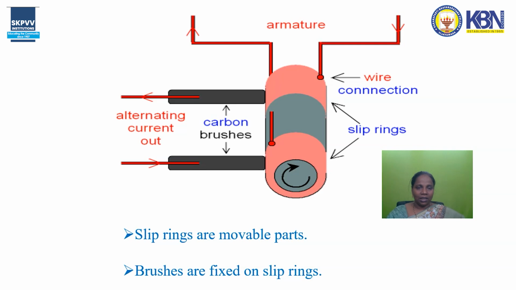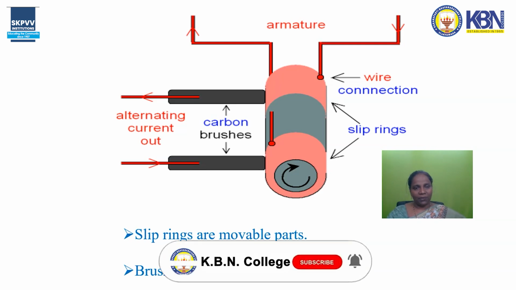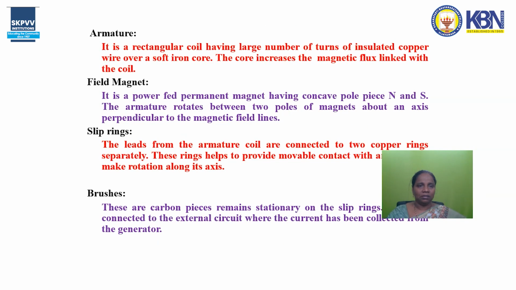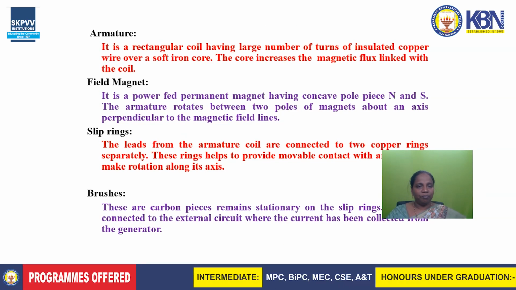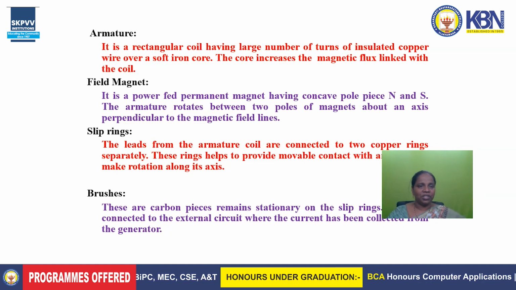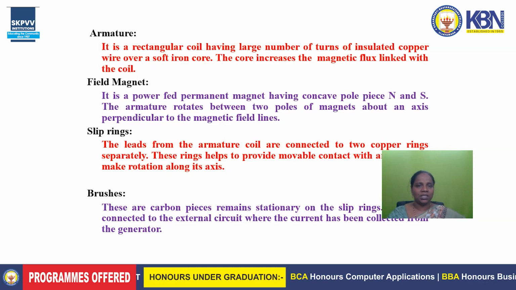And the black color bodies are the brushes. They are made with a material like carbon. Why? Because from the brushes the current, the output from the generator, is collected. Insulation protects living bodies from the current. So these are the constructional parts involved in the AC generator: armature, field magnets, slip rings and brushes.